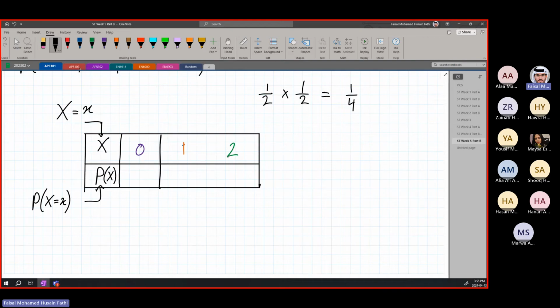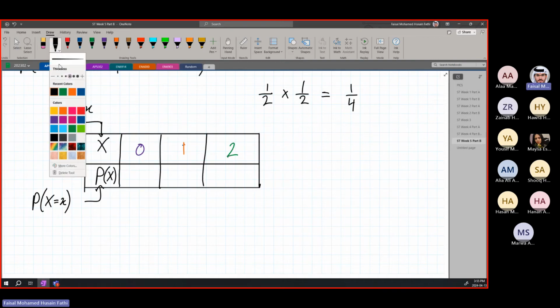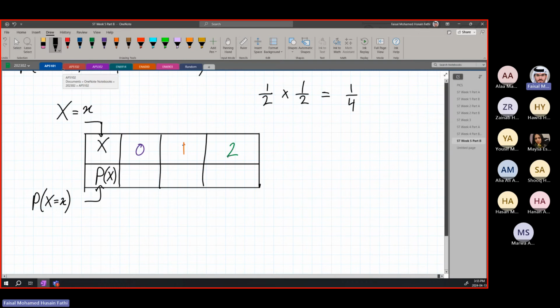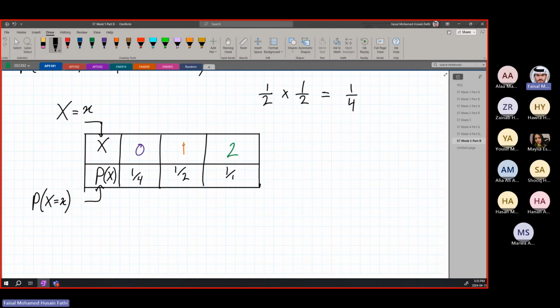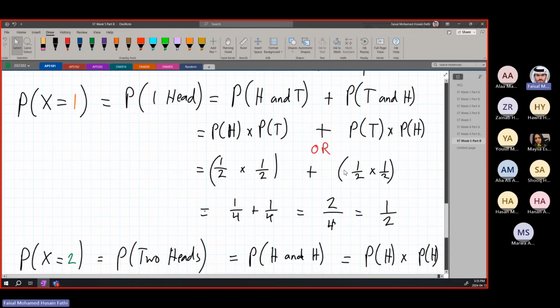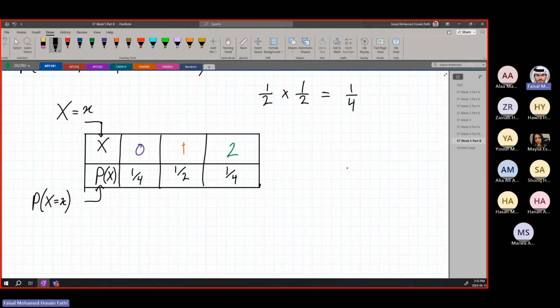So this is our table. The probability here is going to be equal to, of 0, we calculated it to be 1 over 4. This is 1 over 2. And this is 1 over 4. These are the probabilities that we have already calculated.